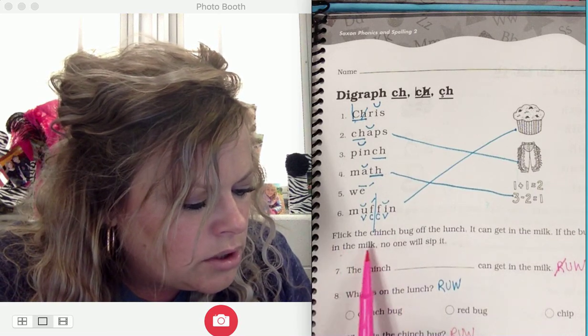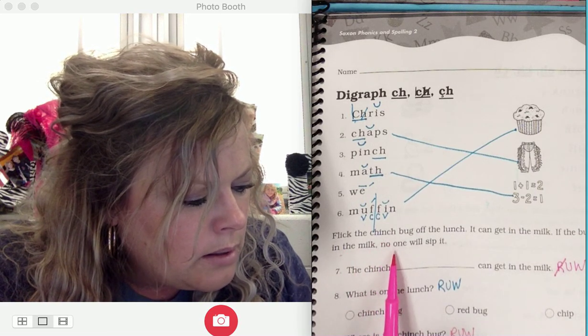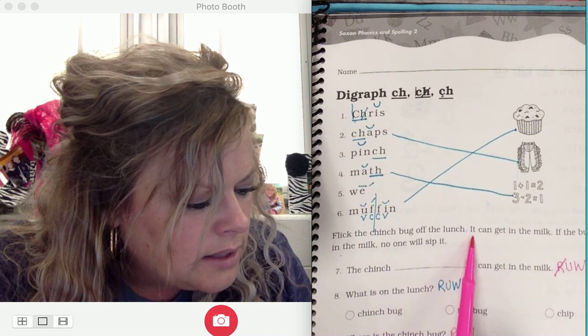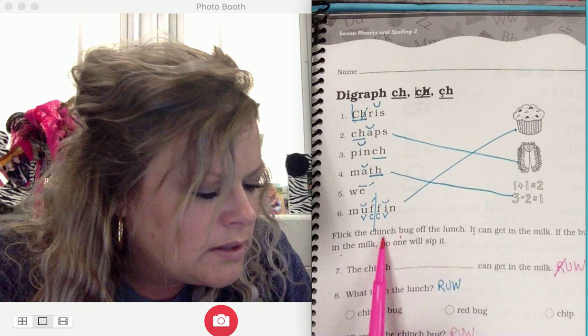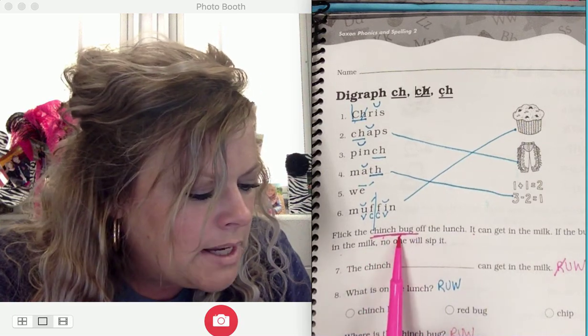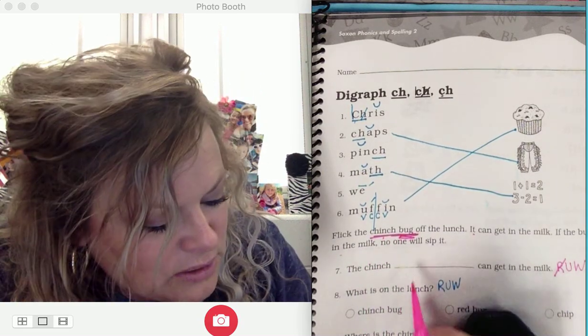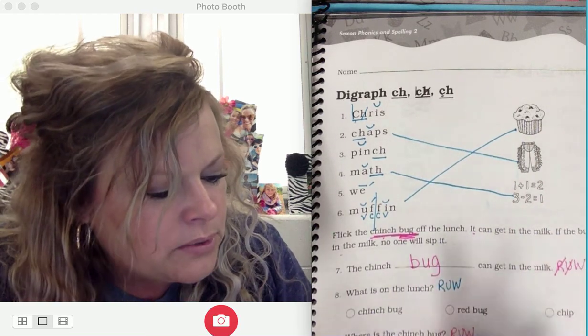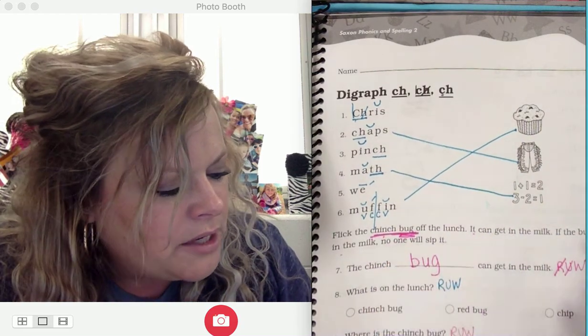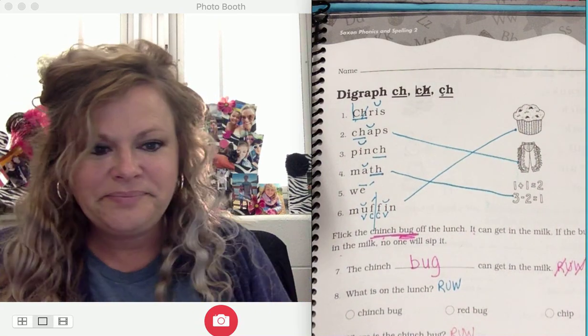Flick the chinch bug. It can get in the milk. It is the chinch bug. So it's chinch bug. Bug right here is our answer. So let's fill in the blank. I underlined in the story, and I just wrote the word bug.